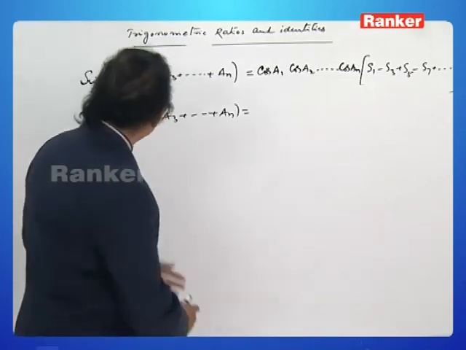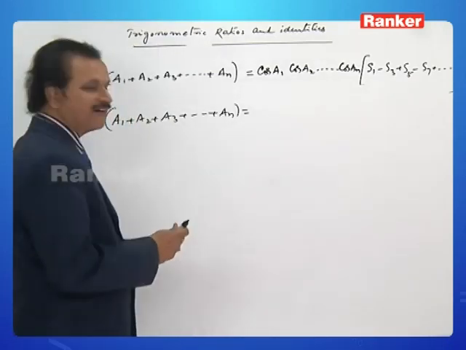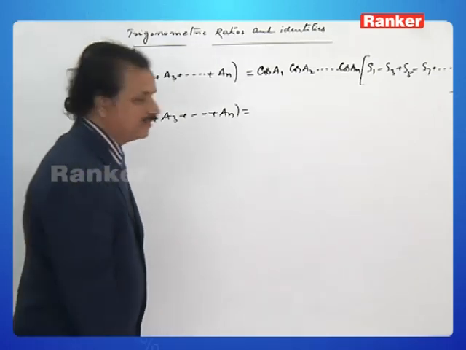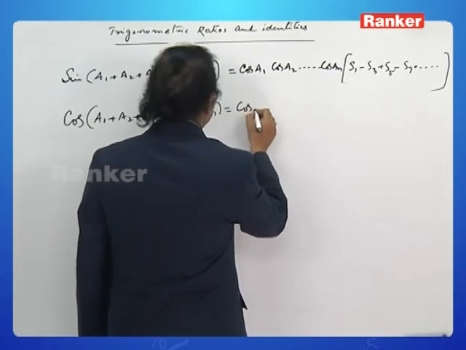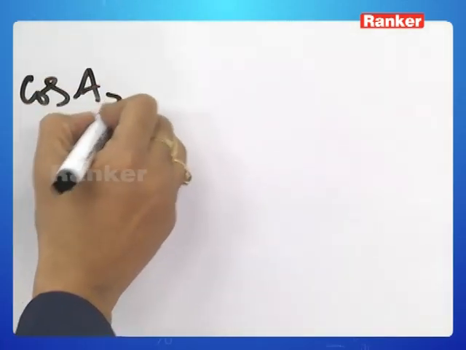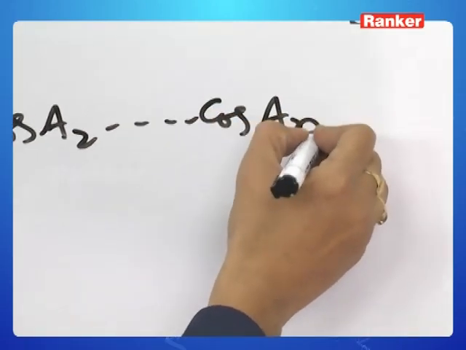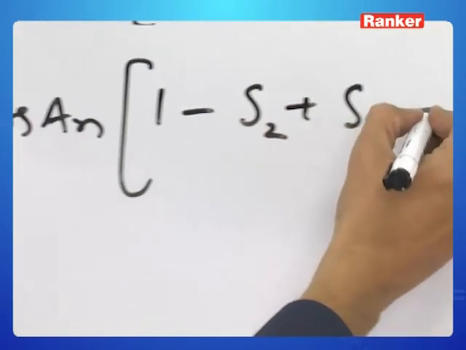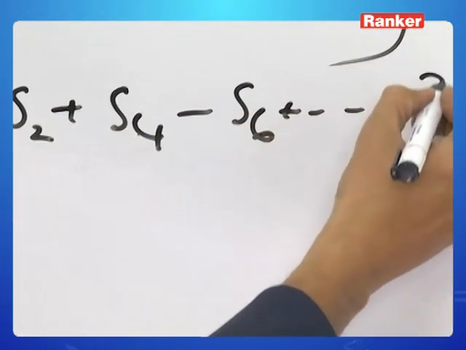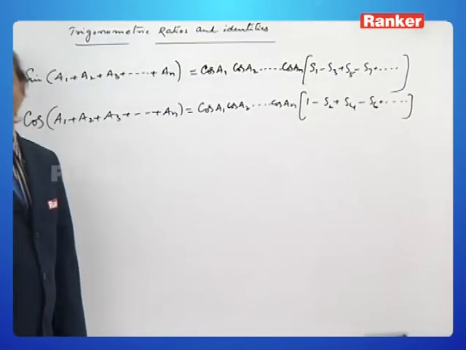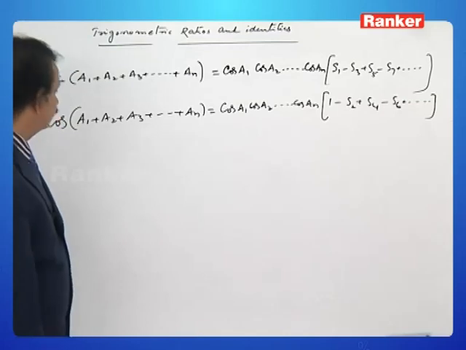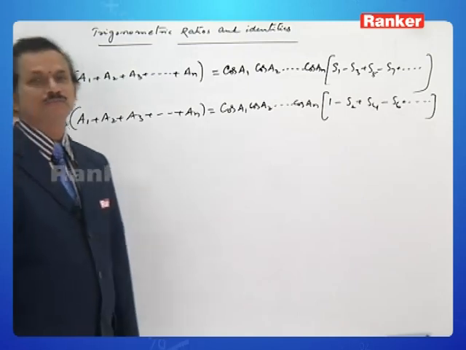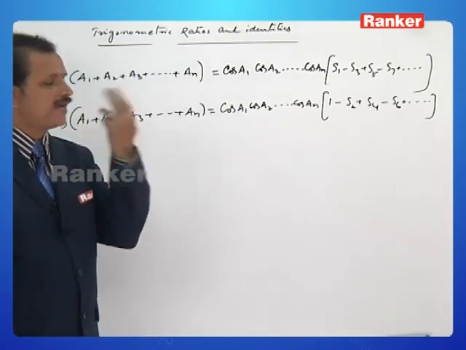Okay, here also to form the formula cos of A1 plus A2 plus A3 plus etc. an, you can have this as cos A1 into cos A2 into cos A3 into cos an into 1 minus S2 plus S4 minus S6 plus etc. Take n is equal to 2. Cos of A1 plus A2 is cos A1 into cos A2 into 1 minus S2. That is 1 minus tan A1 tan A2. Correct.